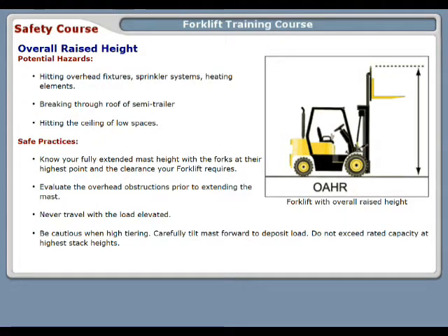Overall raised height is the height of the mast and the forks at their fully extended position. Hazards include hitting overhead fixtures, sprinklers, heating system elements, breaking through the roof of semi-trailers, or hitting the ceiling of low spaces. Safe practices include knowing your fully extended mast height with the forks at their highest point and the clearance your forklift requires. Evaluate the overhead obstructions prior to extending the mast. Never travel with the load fully elevated. Be cautious when high tiering. Carefully tilt mast forward to deposit.